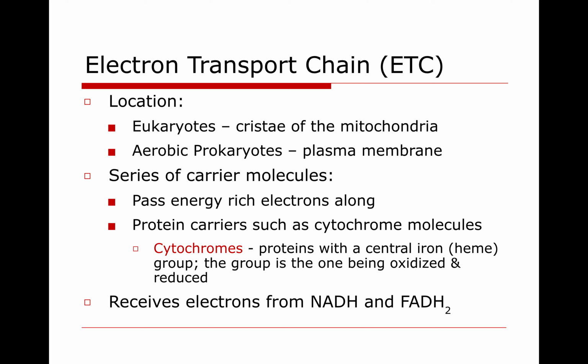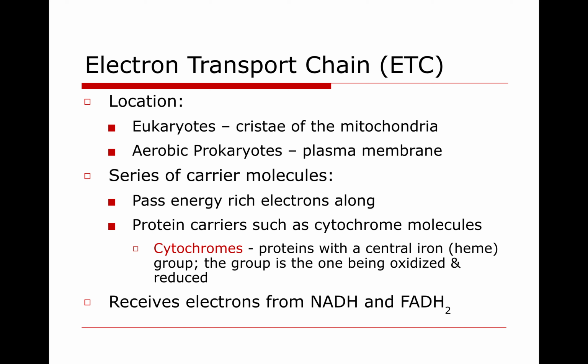There's a series of carriers that pass these electrons down while you suck the energy out of them. They're called cytochrome molecules. So cytochromes are proteins with a central iron group. The iron group is the one being oxidized and reduced.